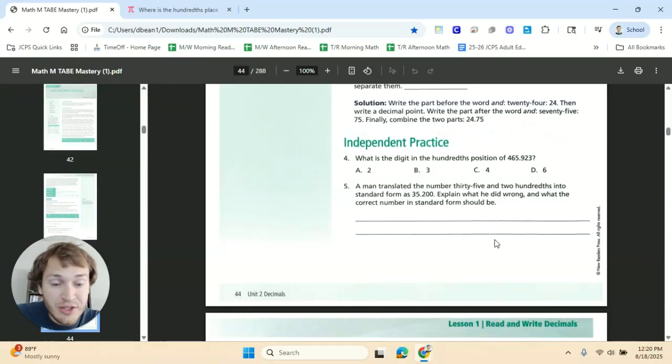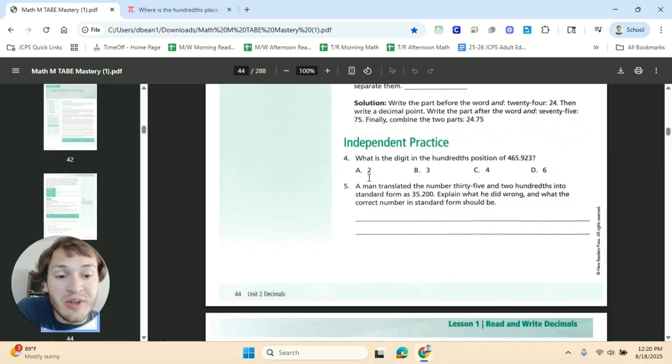The GED test could ask you a question like this: what is the digit in the hundredths place of 465.923? Your job is to know that the hundredths place is the second place value to the right of the decimal. So in this case, the second digit to the right of the decimal is that 2. So our answer is going to be A, 2.